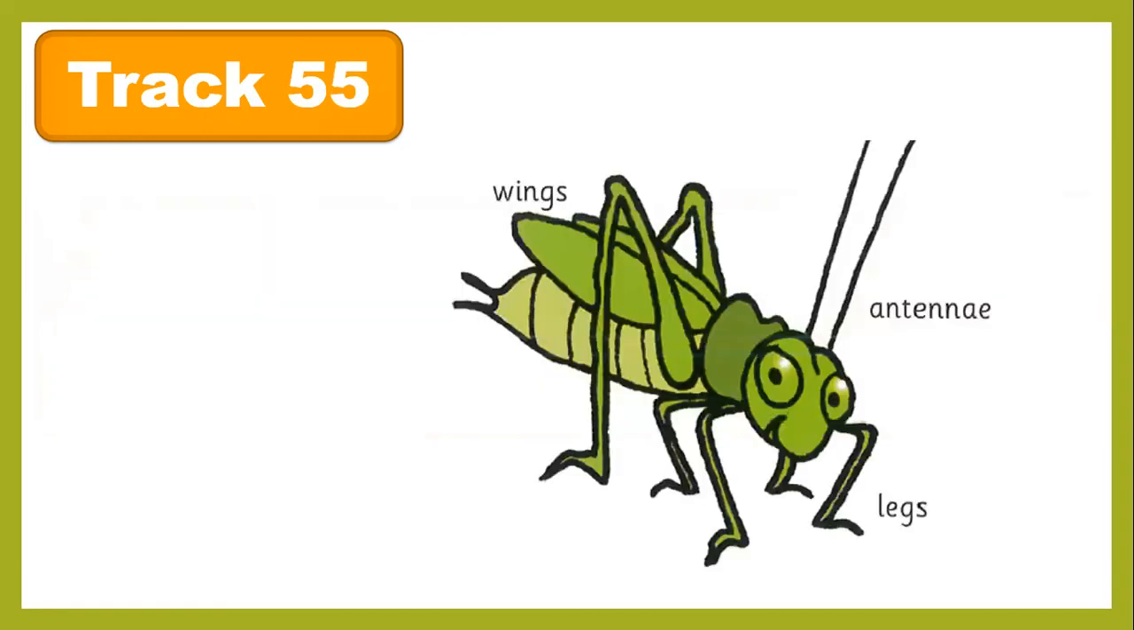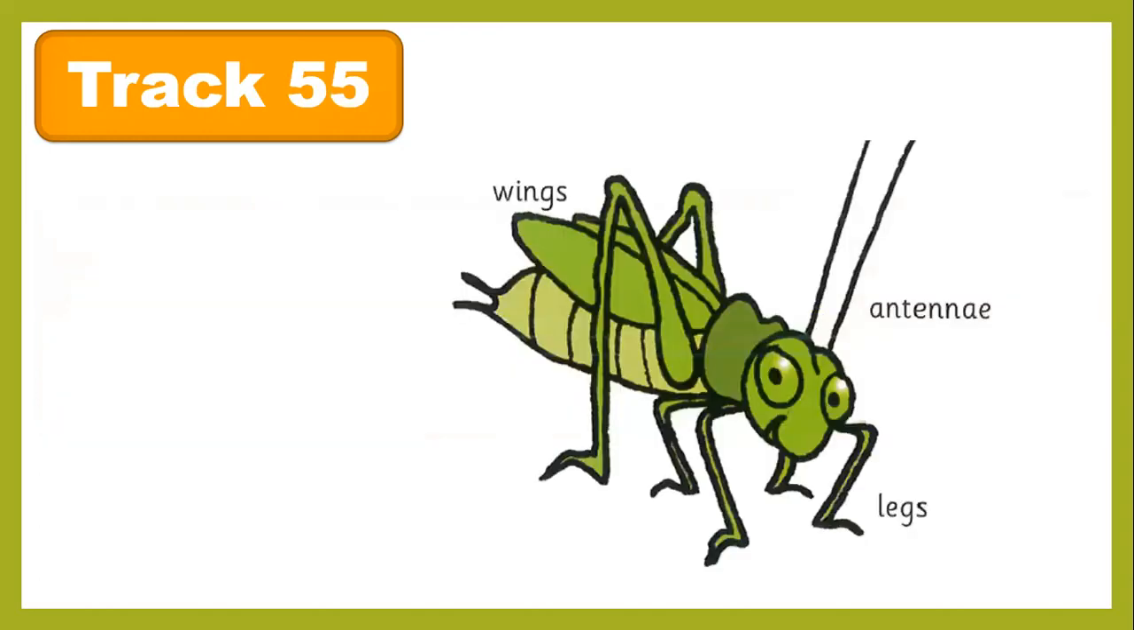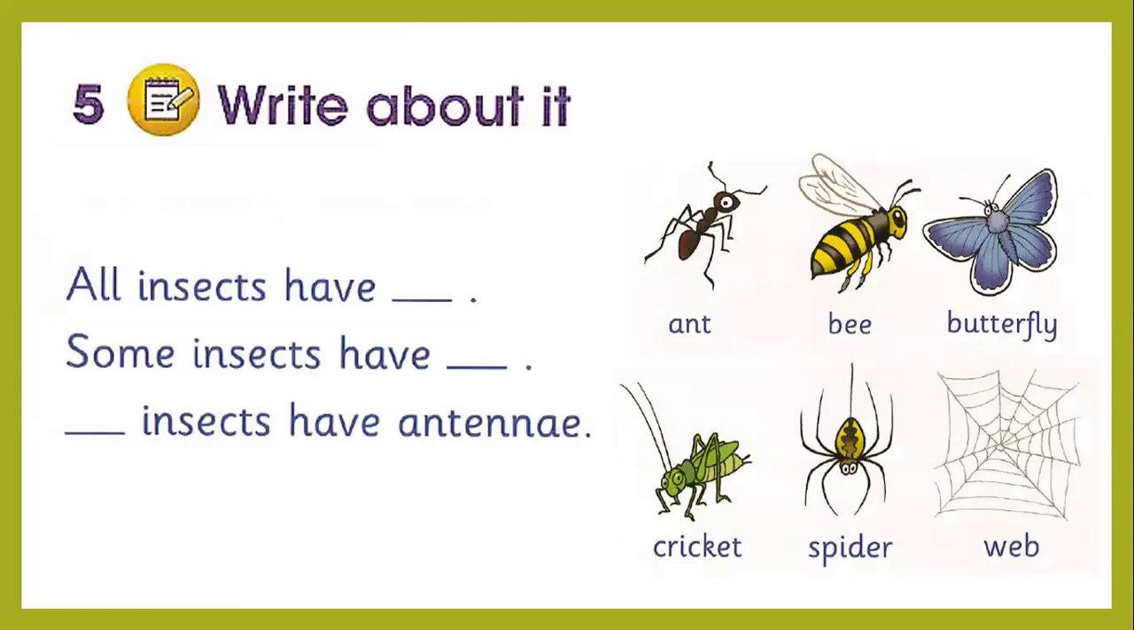Okay, so you listened to track 55, where you learned information about different insects. Some insects have wings and some insects don't. And some insects can fly because they have long and short wings. So some insects live under the ground. And so you have to read this vocabulary well and try to memorize it. So here is the exercise related to track 55.